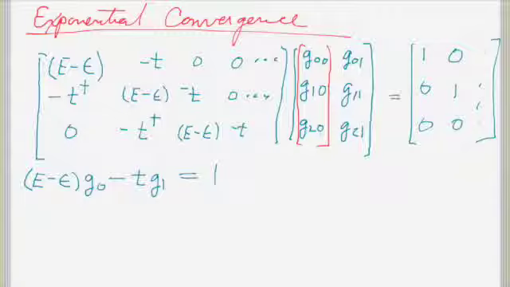And now if I take that first column and multiply by the second row, I get negative T dagger G0 plus E minus epsilon G1 minus T G2 equals 0.